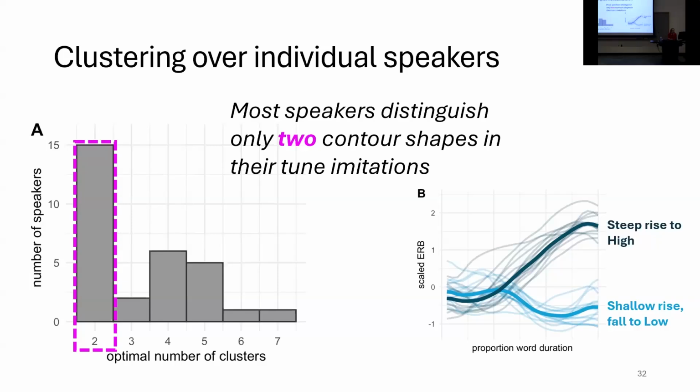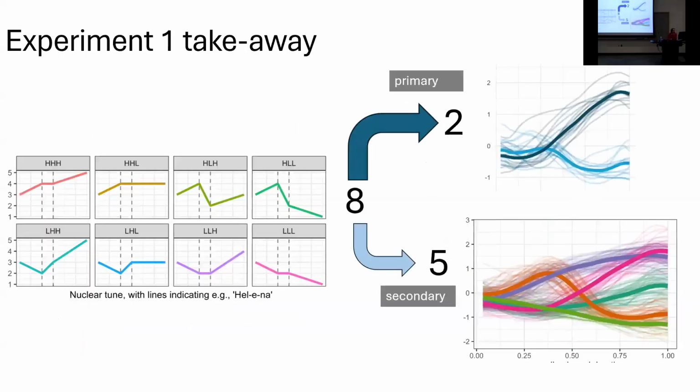And on the right, I'm showing you the average shapes of the F0 trajectories in each of the clusters for these 2 cluster speakers. They produce distinctions that look like this. This is really an impoverished distinction relative to the full complex set of distinctions they were asked to imitate.